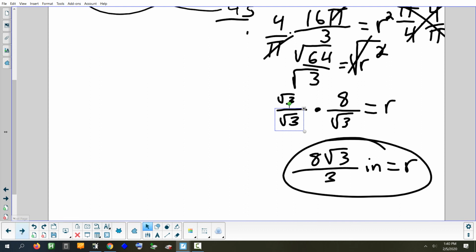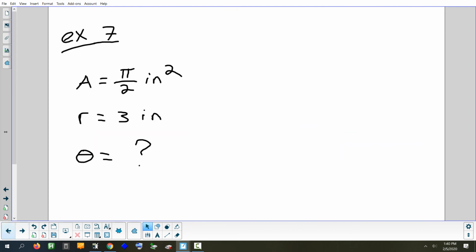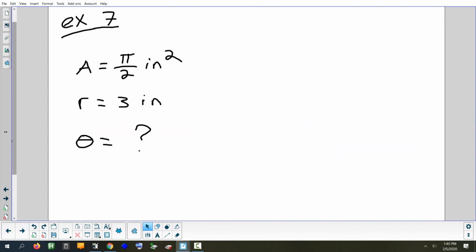All right, so last case. So the last case is when you have area, you have the radius, you have to find the angle. As long as they give you the radius, you're not going to have to worry about that square root stuff. All right, so start with our formula. What's my formula for the area? All right. Go letter by letter from left to right.